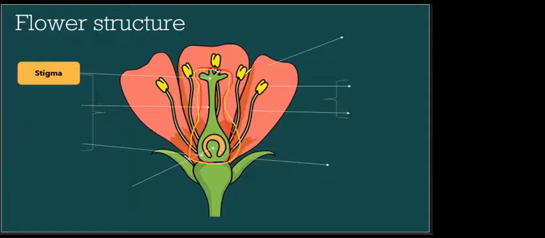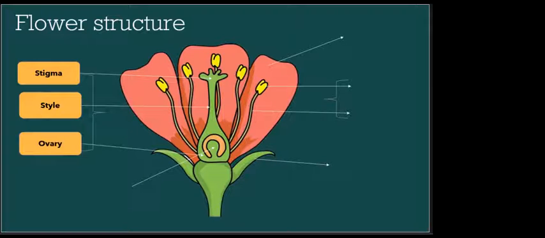That's the pistil. And this upper part here is called the stigma. Next part here is called the style. It's like a small tube. That's the style. Another one here is called the ovary.